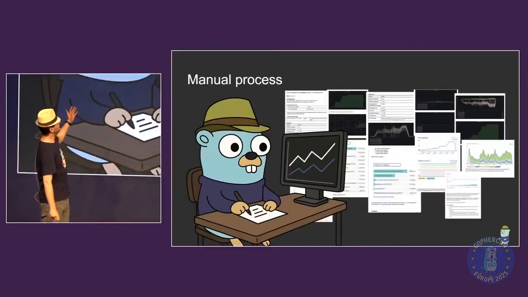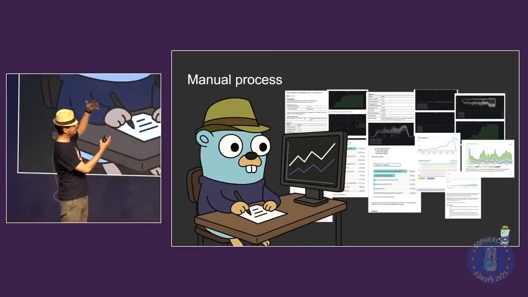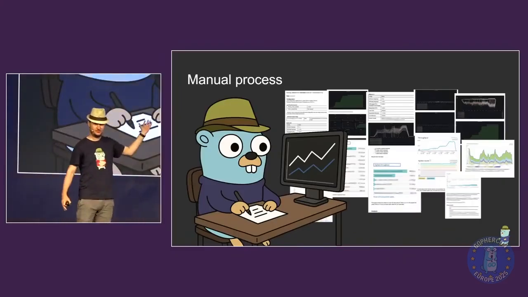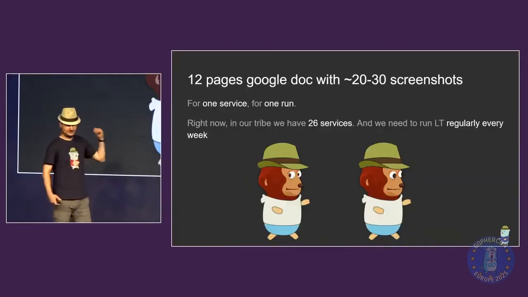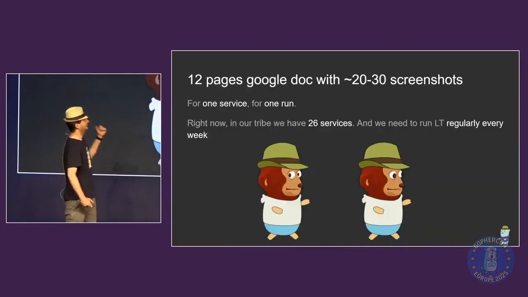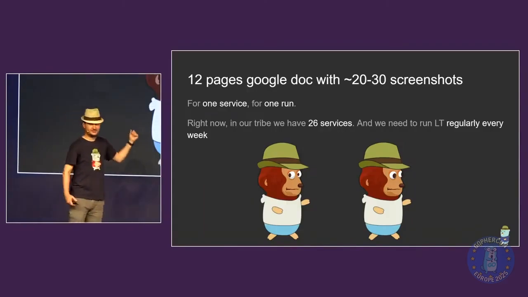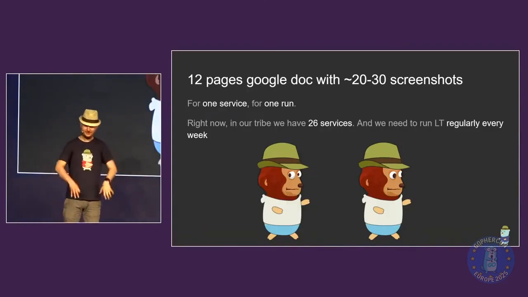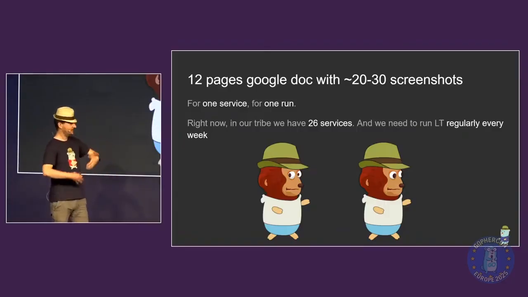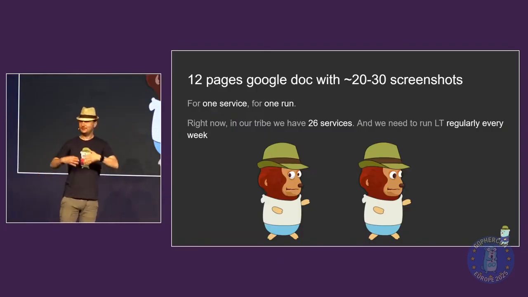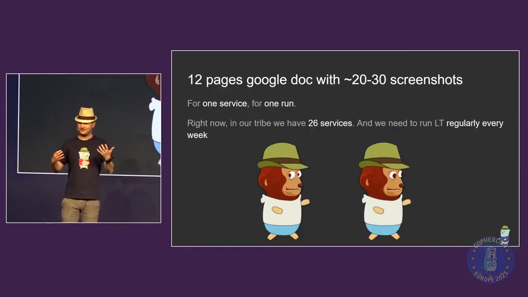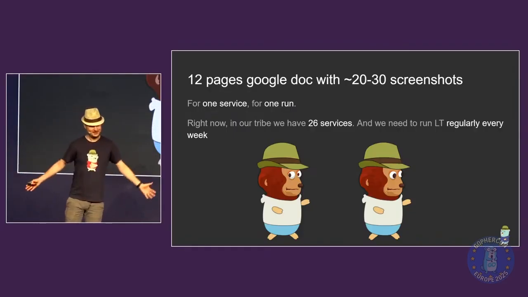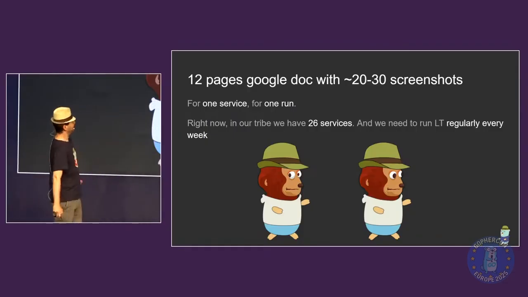Behind the Gopher, you can see an example of what a load testing report looked like 5 years ago. It is a 12-page document. It has 20, 30 screenshots. You need to do it manually, add it to the document, and do some analysis. Just imagine it's for one service, once per week, and if you have hundreds of services and need to do this on a regular basis, this is again another scalability problem we're facing.